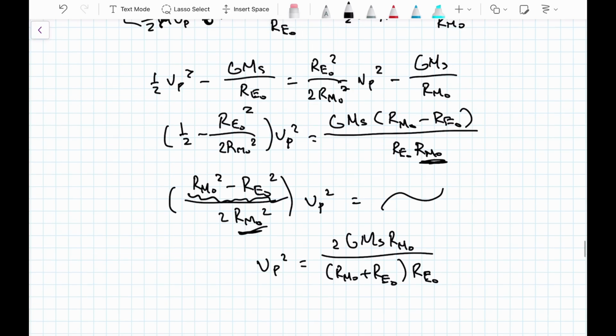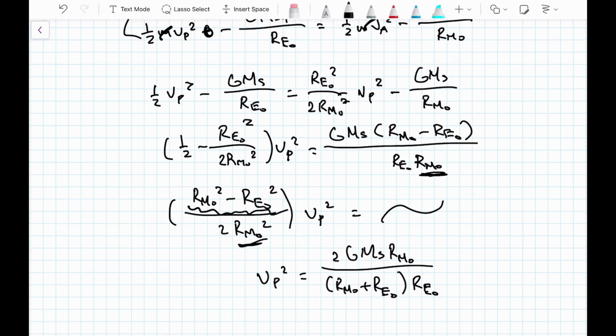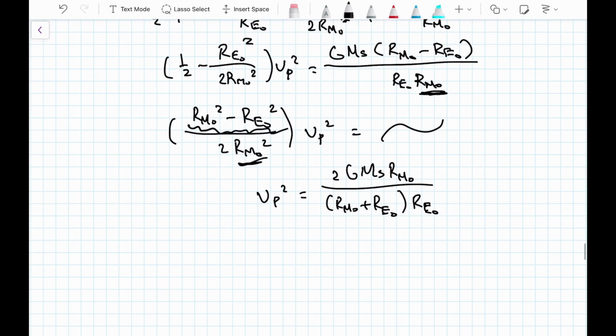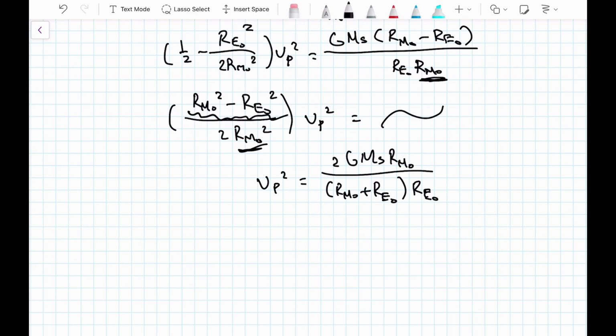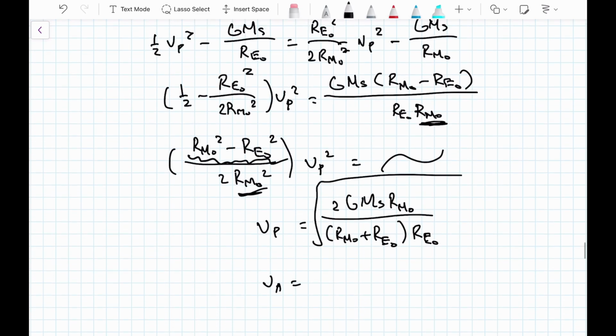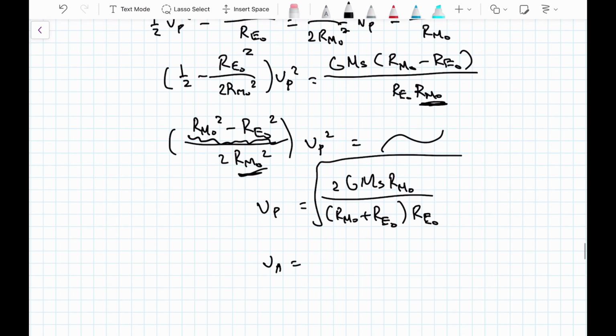Right, REO, let me check. REO, yep, okay, that's correct. So we can get that VP is, I'm not going to write this again, VP is equal to the square root of this entire thing. And then we need to calculate VA. So VA is basically RE over MO of this entire thing. So that's basically just this flipped.